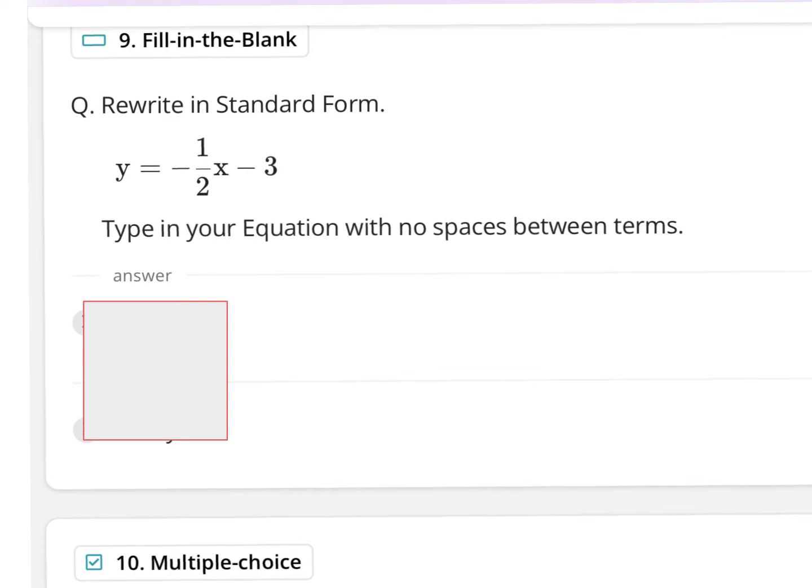Number 9 says rewrite in standard form. Again, we need to remember that standard form is capital AX plus capital BY equaling capital C. The capitalization of these letters is to help you remember that they're numbers, but nice numbers, no fractions, no decimals. So whenever you see standard form, you don't want fractions. So the first thing to do would be get rid of all the fractions.